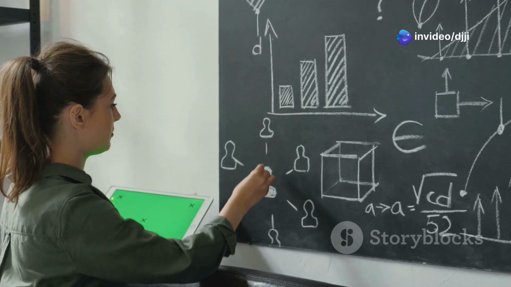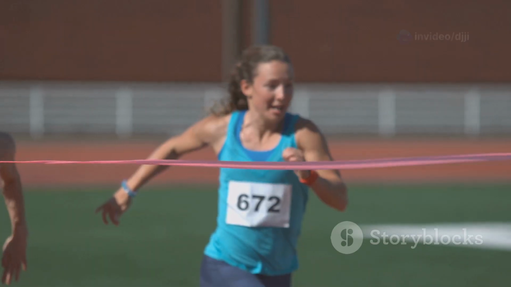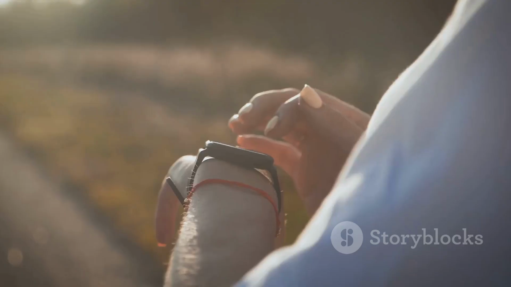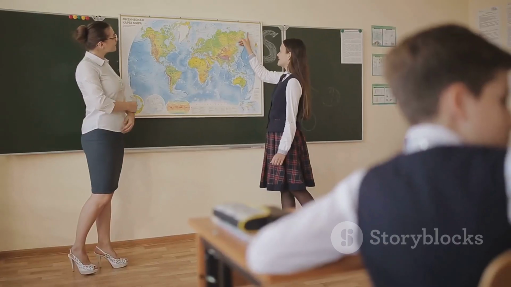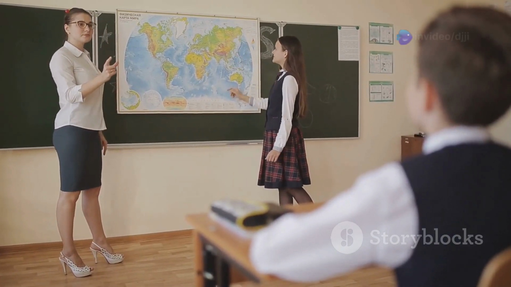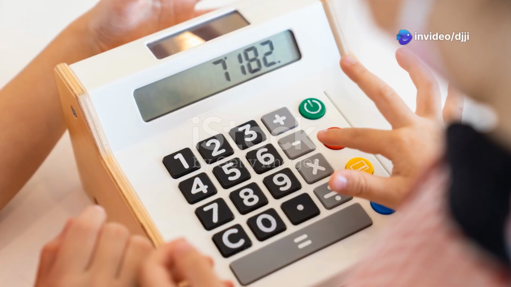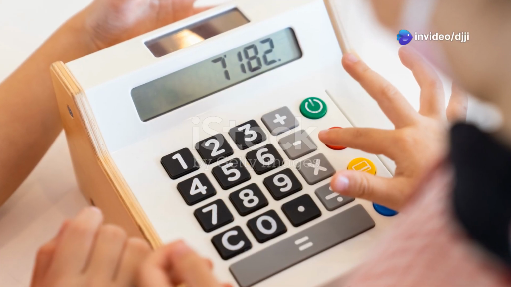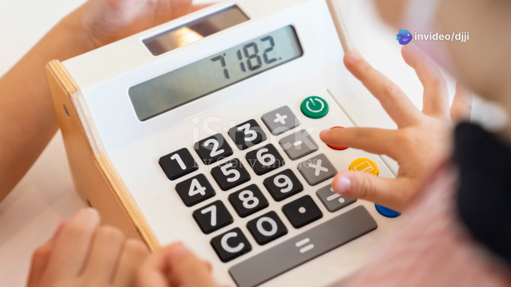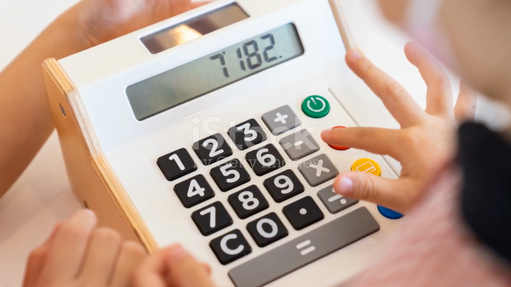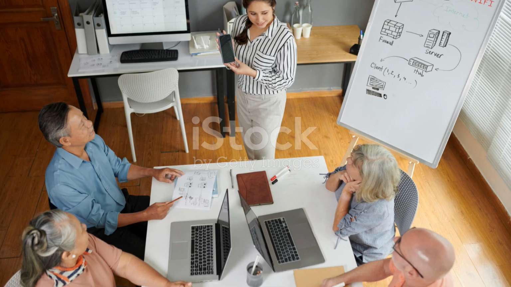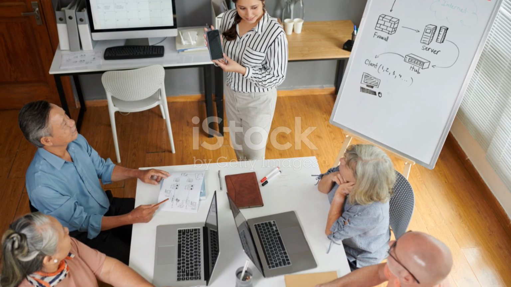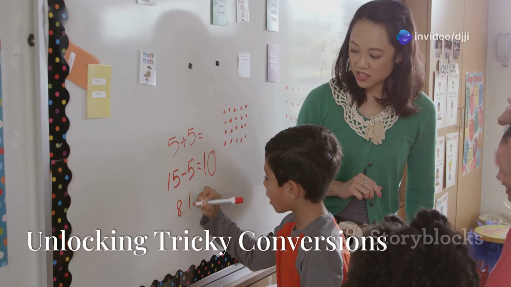Example 2. Converting kilometers to miles. Imagine you're running a 5K race. How many miles is that? We know 1 mile is approximately equal to 1.61 kilometers. To convert kilometers to miles, we divide. 5 kilometers divided by 1.61 kilometers per mile equals 3.11 miles. See how easy that was? By using our conversion factors, we can quickly switch between units.